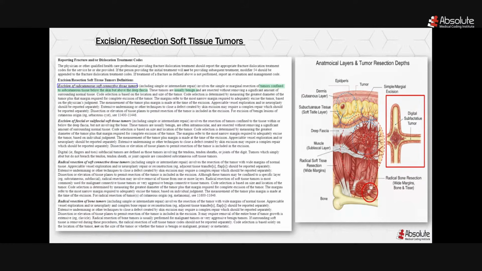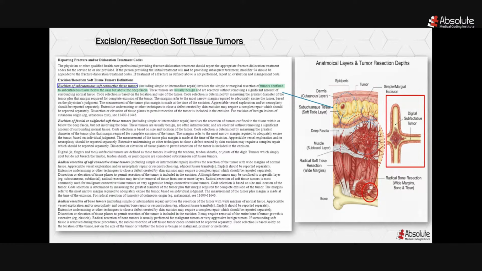Let's look at the excision of subcutaneous soft tissue tumors. These tumors are confined to the subcutaneous tissue. As you can see in the image over here, they are confined to the subcutaneous tissue, meaning they are below the skin but above the deep fascia. You can see it's just below your cutaneous layer and above the deep fascia as well.